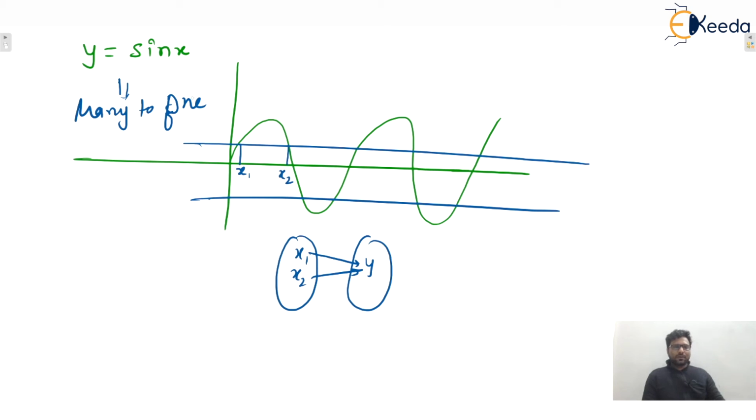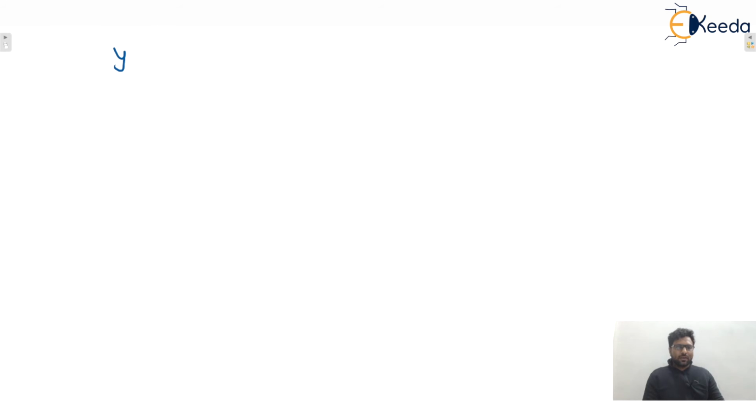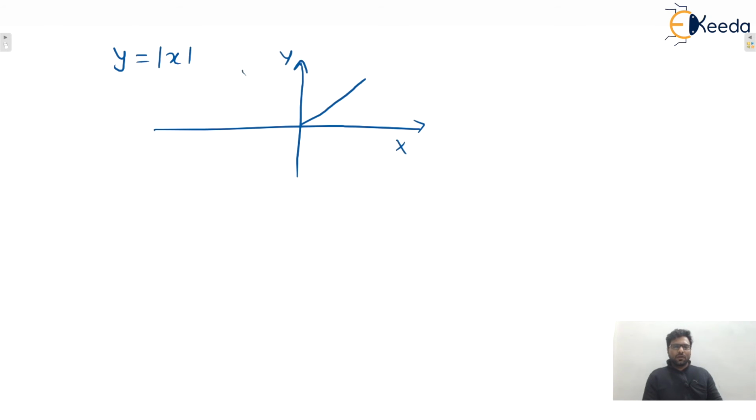Let us take one more example, the last one, that is y equals mod x. You know the graph of y equals mod x. That is the graph of mod x. Yes or no? Now draw the horizontal straight line.